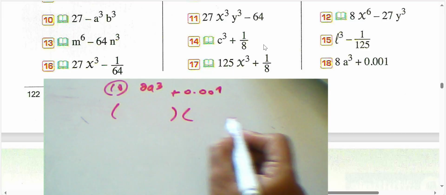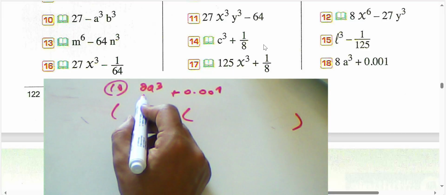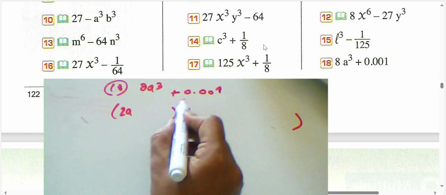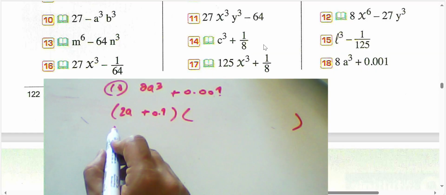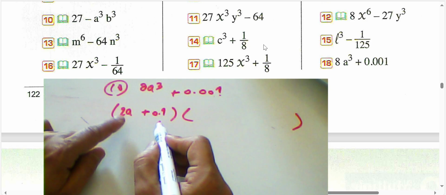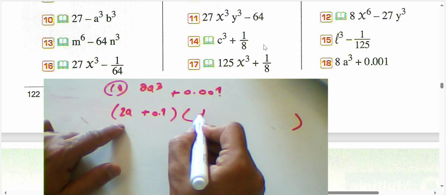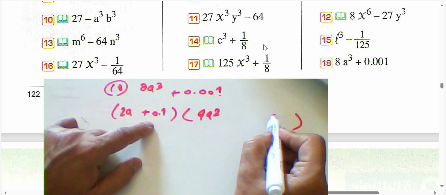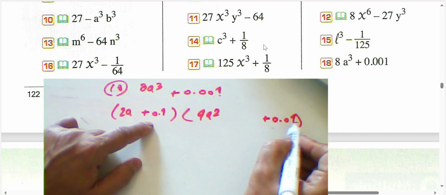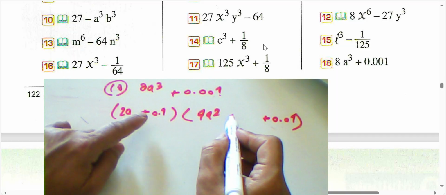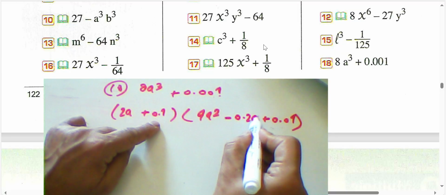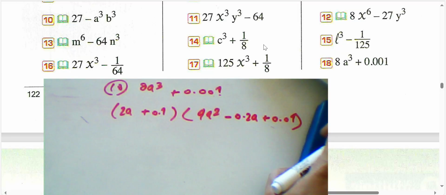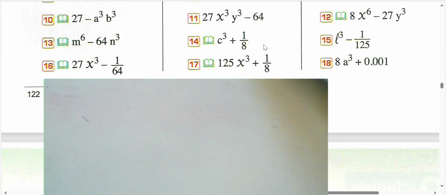Cubic root of the first will be 2a. Cubic root of one thousandth will be 1/10. And 2a power 2 will be 4a power 2. This number power 2 will be 1 over 100. And the middle, first and second, change the sign, it will be negative 2 times 0.1, which is 0.2a. Understood? Next question.